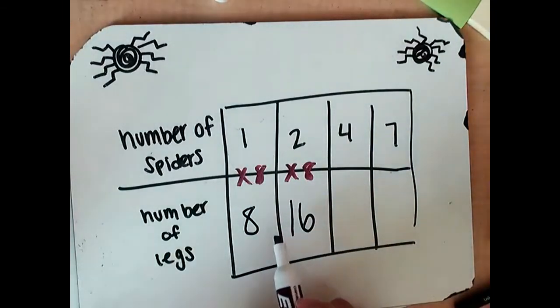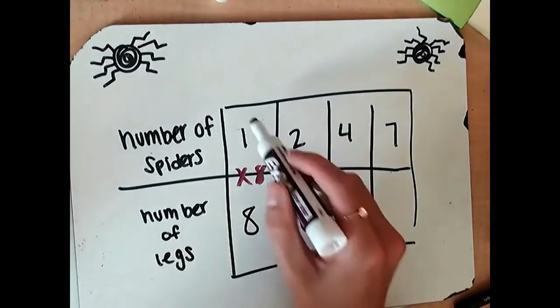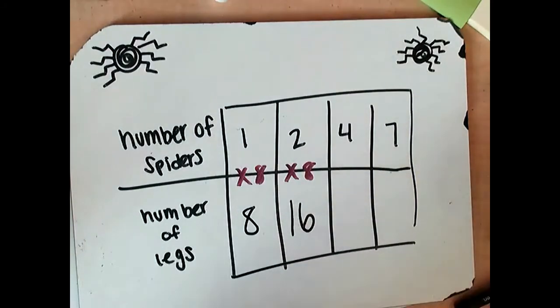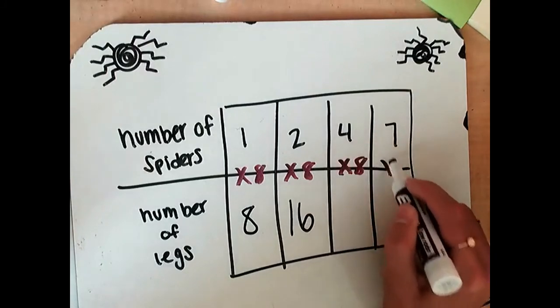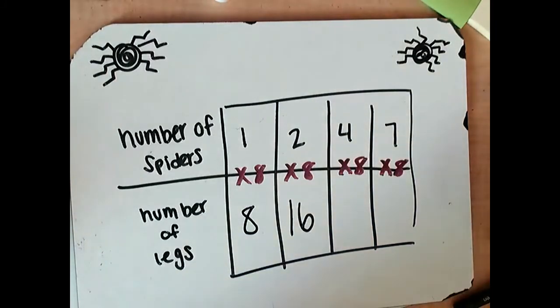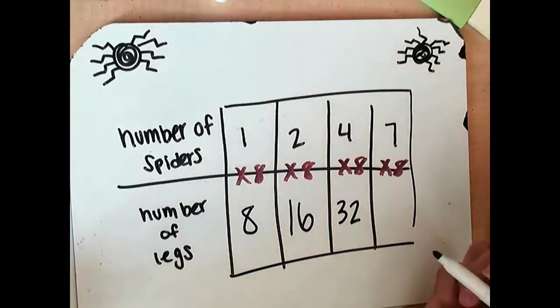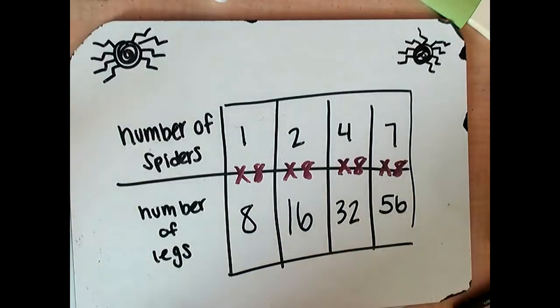I don't want you guys to get confused. Even though 8 times 2 is 16, it wouldn't work this way. We have to go with our number of spiders comparing our number of legs, not our number of legs with legs. If I were to have this rule continue for 4 and for 7, how many legs would I get? If I did 4 times 8, I would get 32. And if I did 7 times 8, I would get 56 legs. Ugh, that's a lot of legs. Kind of creepy if you think about it.